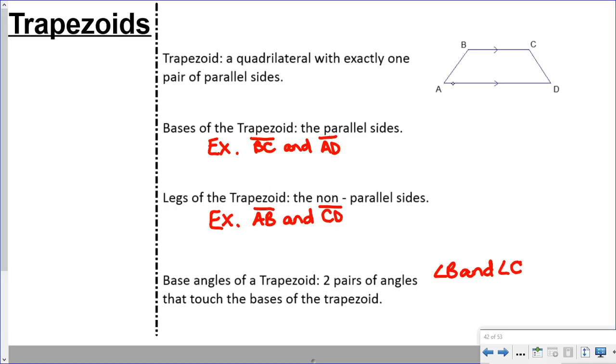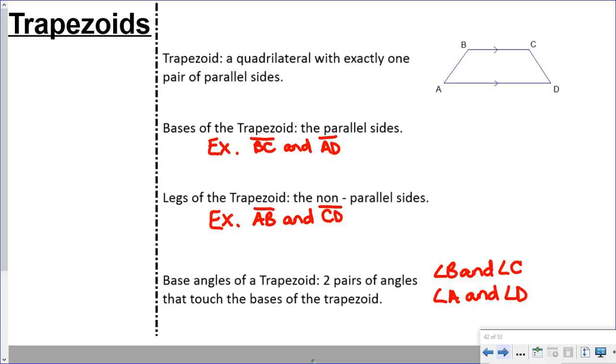And then since segment AD was one of my bases, then angle A and angle D are a pair of base angles. But angles A and B together are not a pair of base angles, and C and D together are not a pair of base angles. It has to be two angles that touch the same base. Then they make a pair of base angles.